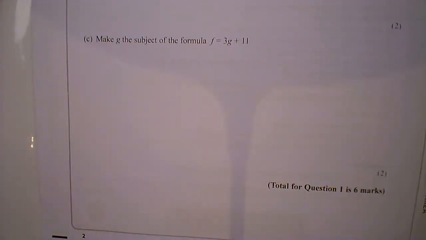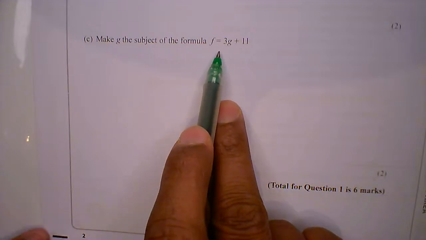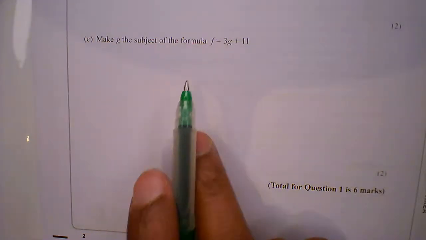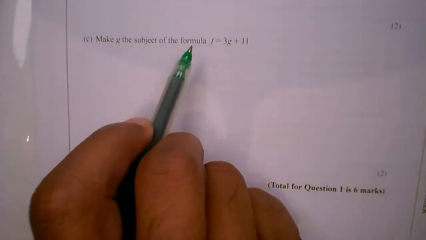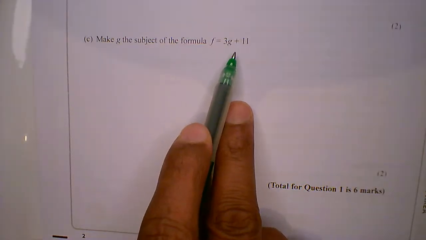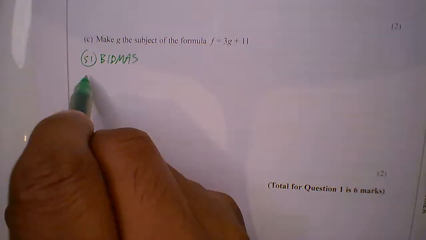Question 1C, off you go. And if you need more time, press pause. Question 1C, make G the subject of the formula. F equals 3G plus 11. Now, we've been doing this a few times, last lesson and previous lesson. So we should be familiar with this. So this should be quite straightforward, hopefully, by now. So step 1, I need to follow BIDMAS. And then I need to go backwards, step 2.